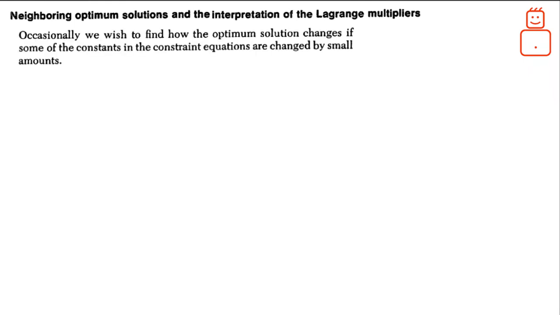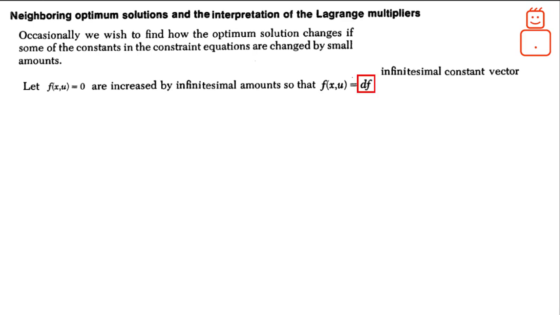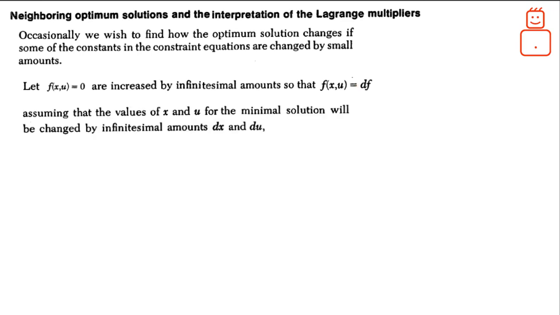Occasionally, we wish to find how the optimum solution changes if some of the constants in the constraint equations are changed by small amounts. Let us suppose that our following constraints are changed by infinitesimal amounts so that we have f of x and u equal to df, where df represents an infinitesimal constant vector. Thus, we can also assume that the values of x and u at the minimum solution will be changed by infinitesimal amounts dx and du.